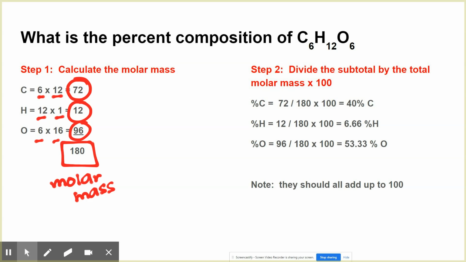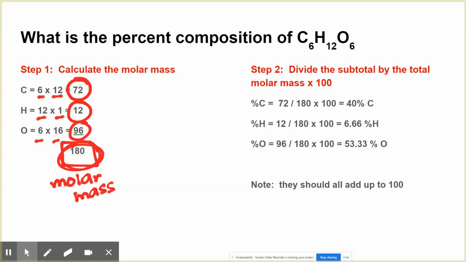So step two would be looking for each percent composition for each element: you divide the subtotal by the total molar mass or the grand total. So in our case, if you look closely, the subtotal for carbon is 72. So it's going to be 72 divided by our molar mass, which is 180. Then multiplied by 100, you get 40%.